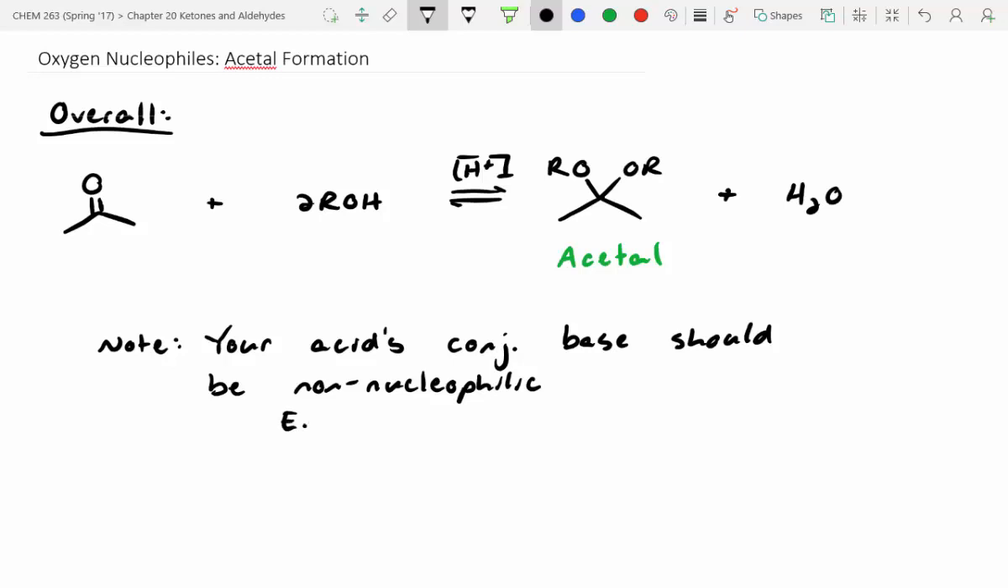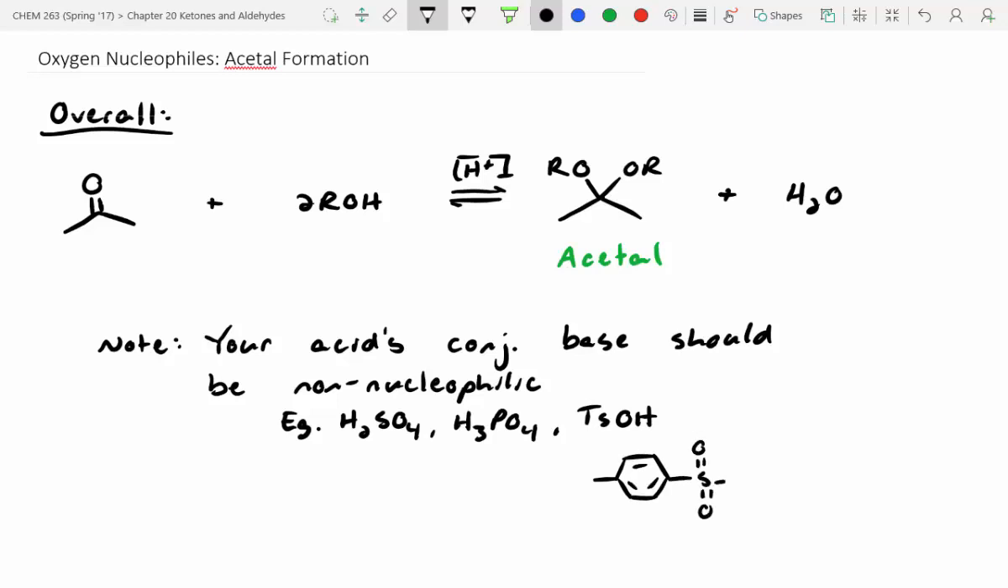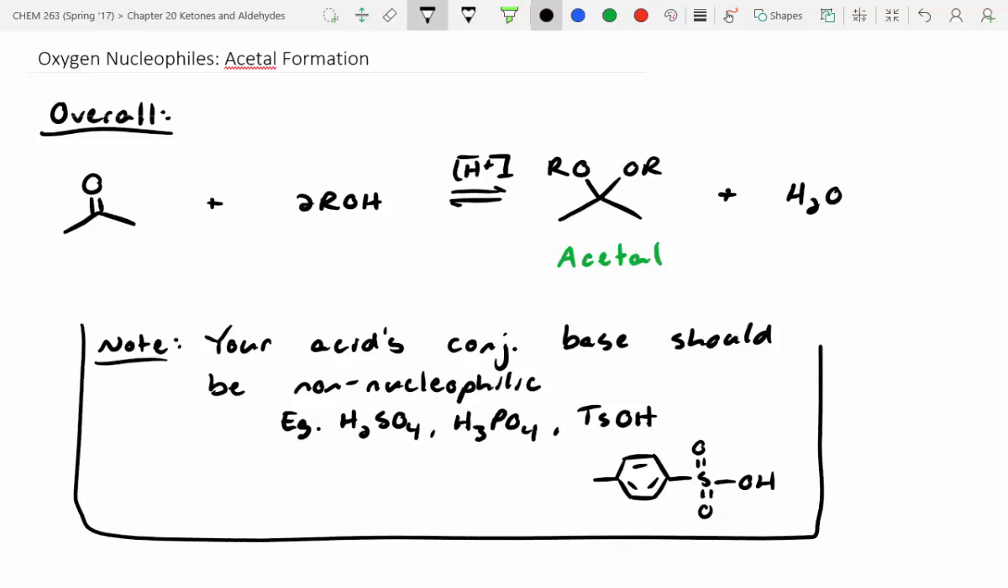So let's put those down. And tosylic acid, if you remember our tosylate group, looks like this. It's a relatively good organic acid that's pretty gentle. So you can use either of these. It really doesn't matter too much, but just be aware you've got to be careful what acid you choose for these.